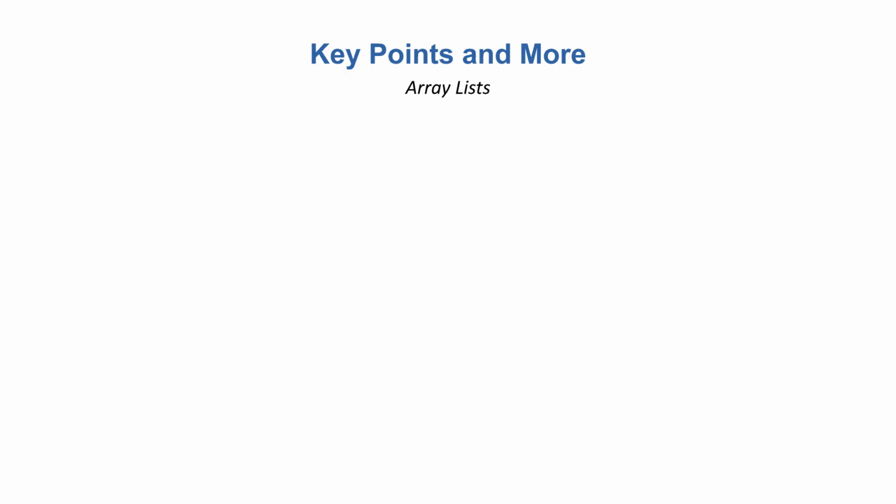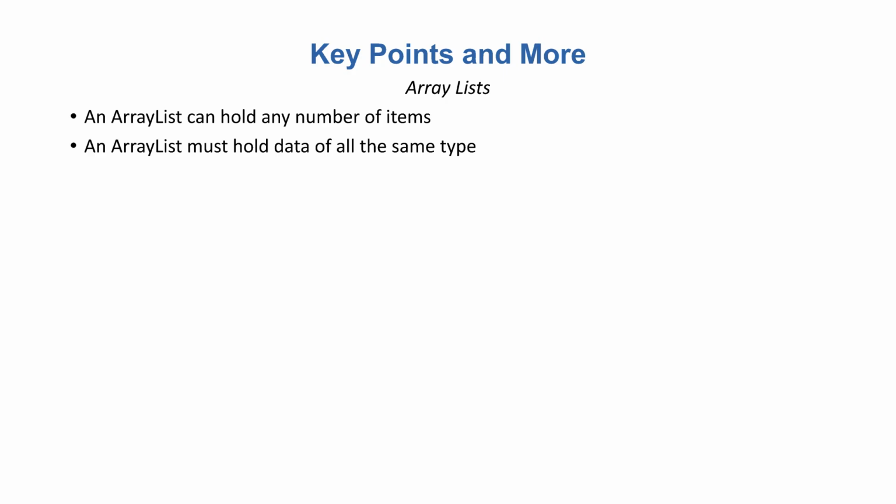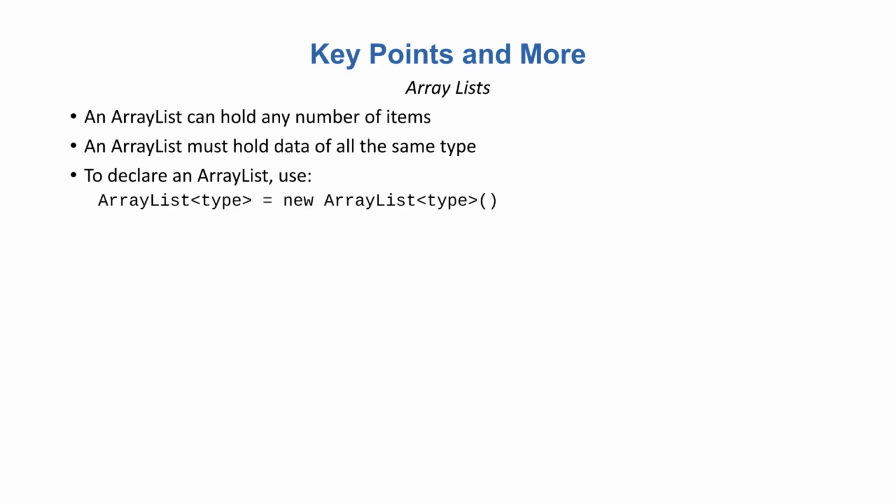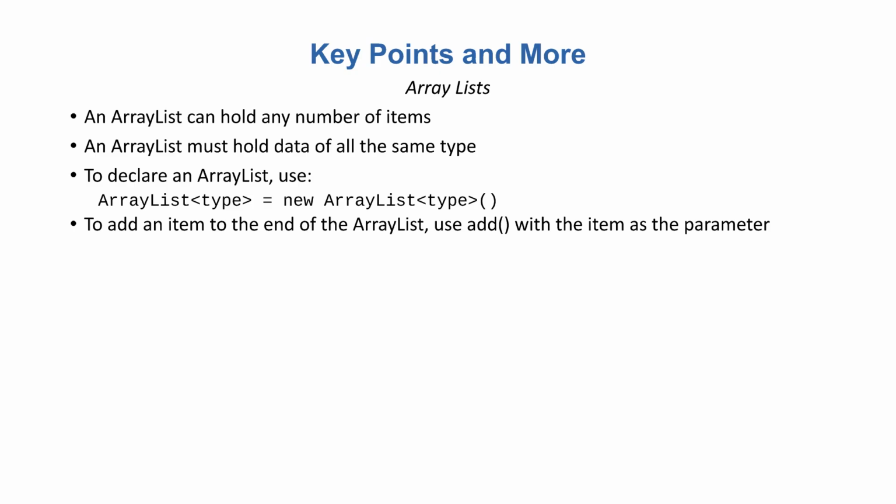Key points and more. Array lists. An array list can hold a list of unknown number of items or a list whose number of items might change. An array list must hold data of all the same type. To declare an array list, use this, where type is the type of data the array list will hold. To add an item to the end of the array list, use add with item as the parameter.